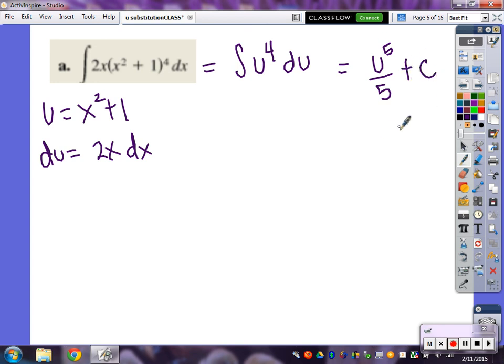My final step would be to substitute what u equals back into my final answer, because we're integrating with respect to x, so our answer needs to be in terms of x. And so my final answer would be x squared plus 1 all raised to the 5th power, all divided by 5 plus c. And so that's how I would use U substitution to integrate a composite function.